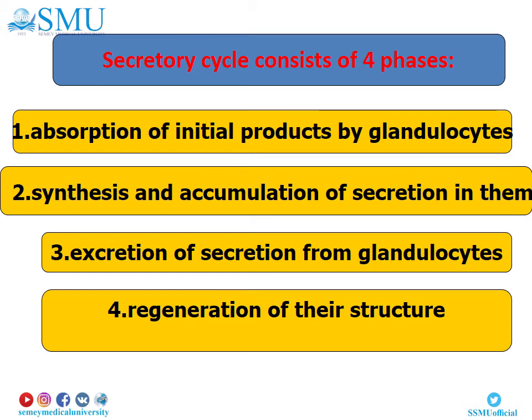During the first phase, inorganic substances, low molecular organic substances, water, pass into glandular cells from blood and lymph. The second phase is characterized in that from these substances, secretion is synthesized in endoplasmic reticulum. This secretion is accumulated in Golgi complex and granules are formed. During the third phase, granules of secretion are excreted from glandular cells, and during the fourth stage, glandular cells are regenerated either by intracellular regeneration or from stem cells in holocrine type of secretion.